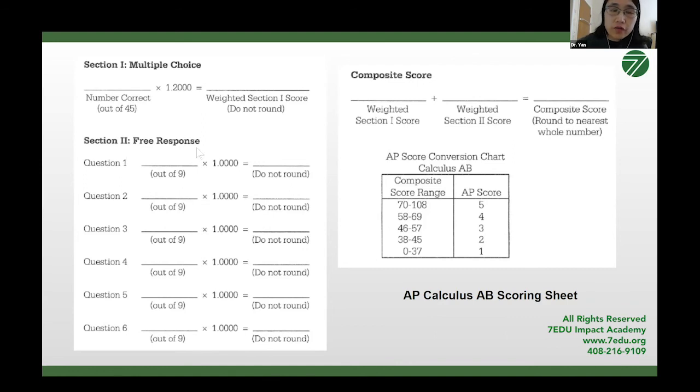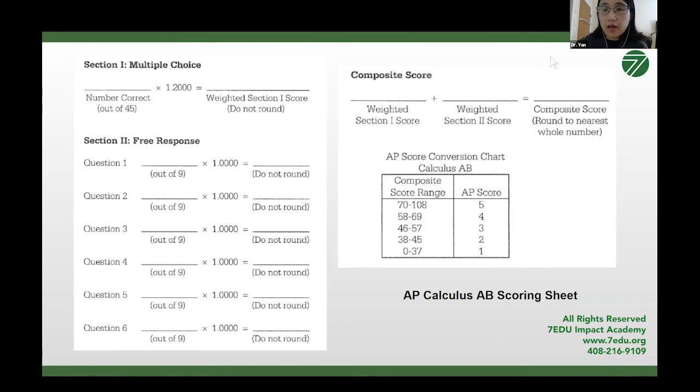Okay, then for the free response questions, there are totally 6 free response questions. And each problem has totally 9 points. Later I will show you an example of how you will be scored for that problem. And later you will see that for free response questions, you cannot just provide a final answer. You cannot just put a few numbers there. If you don't show your steps, you will not get full credit for that problem. Each point you get in the free response question will be multiplied by 1.